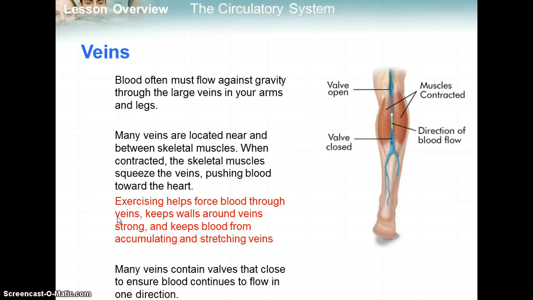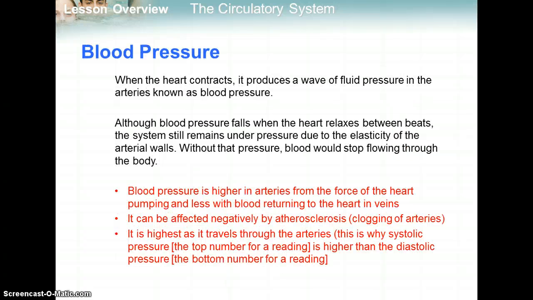Exercising also keeps the walls around your veins strong, and it keeps blood from accumulating and stretching veins. When that happens, you get varicose veins, those ropey veins that you see some people have. Most veins have a little valve that prevents a backflow of blood, but those can stop working, especially as you get older, or due to genetics, and that again can cause varicose veins.